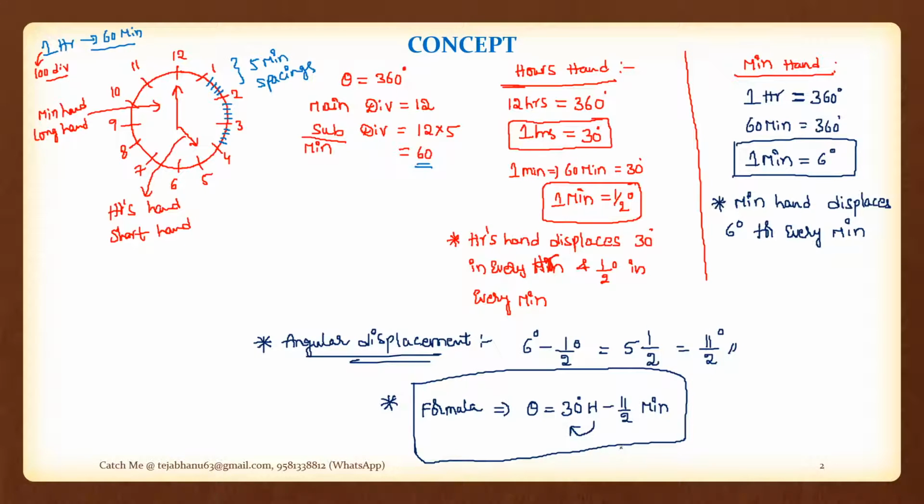See, the hour hand displaces 30 degrees for every hour. That's why 30 degrees into h. And angular displacement is 11/2 for every minute. For every minute, the difference between the hour hand and the minute hand is 11/2 degrees. I hope it's clear.